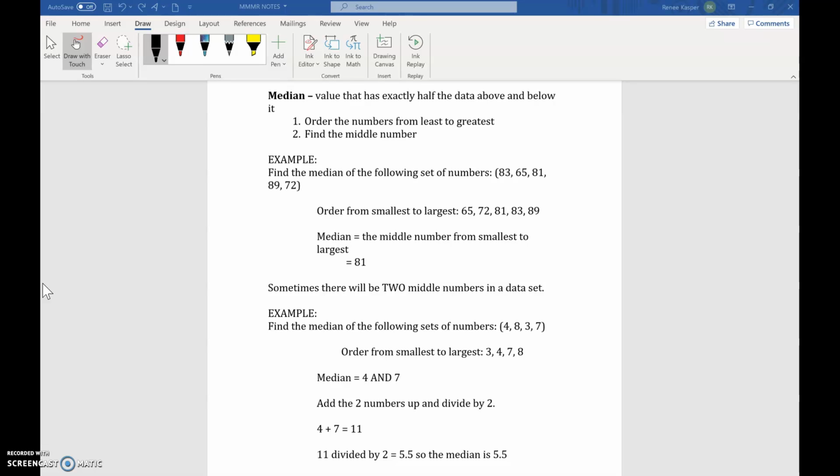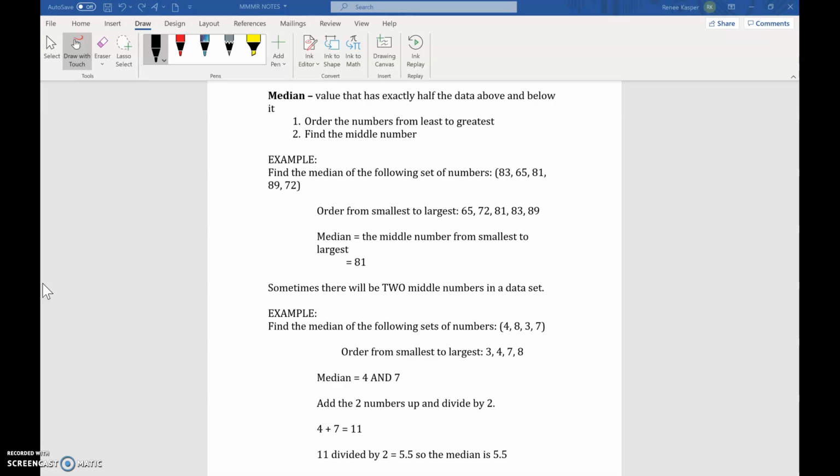Last week we focused on mean and average. This week we're going to focus on median. So the median is the value that has exactly half the data above and below it. So essentially the median is the middle number of the data. So how we find this is first we need to order the numbers from least to greatest, and then second we need to find the middle number.